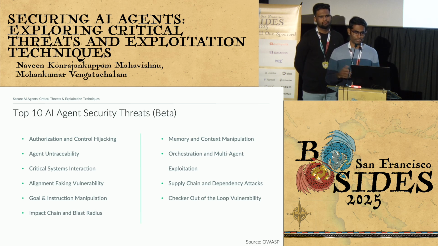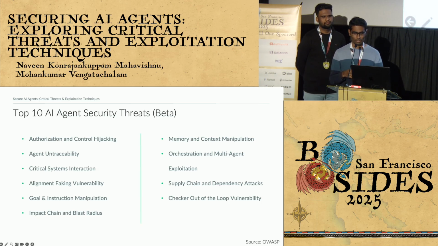And the third one is critical systems interaction. This happens when agents misuse, or get tricked into misusing, tools they control. It could be any high risk API calls, or the agents connecting to IoT devices or critical infrastructure, etc. So this could cause serious disruptions. It includes physical harm in places where industrial control systems are controlled through agents.